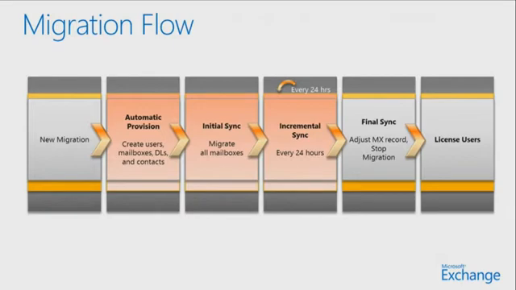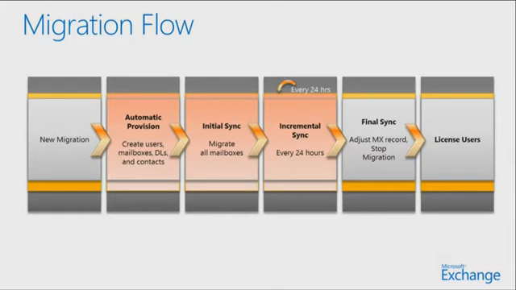And the migration flow. New migration, we're going to automatically provision the users, and it's going to create the users' mailboxes and contacts. Initial sync: migrate all mailboxes. Incremental sync every 24 hours. So you can set this up a week before your estimated migration.